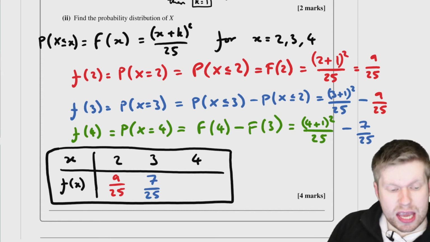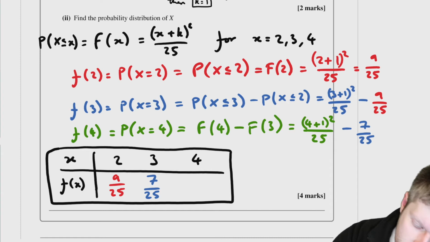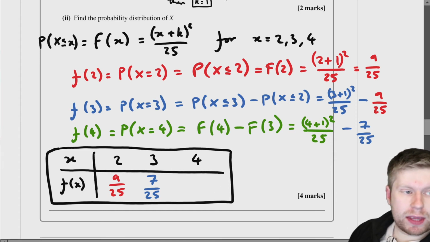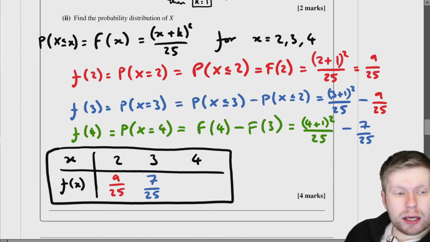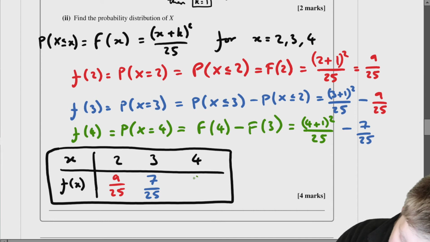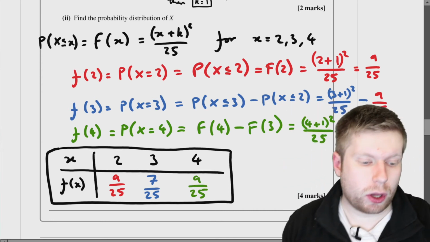That's going to give me the probability which I'm after, but actually I'm just going to use the fact that all the probabilities down here have to add up to 1. So 9 plus 7, that's 16. So I need another 9 to make it up to 25/25. If I take that away from 1, I end up with 9/25, like so. So that's nice and straightforward and easy to follow.